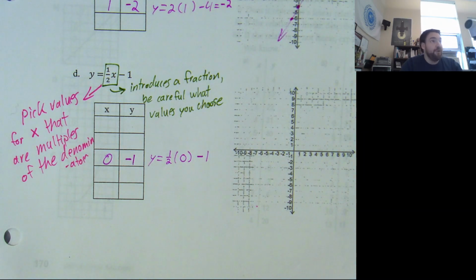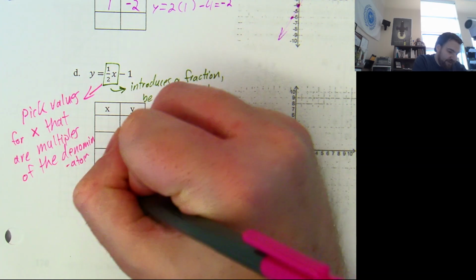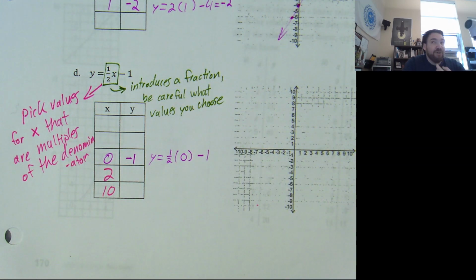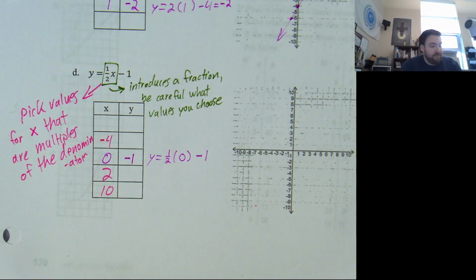Okay, so you guys gave me a few. I heard 2, 4, and 10. Well, I'll do 2 and I'll do 10, because we also want some negative values in here. Let's do -4. And we only need 3. Let's check these 3 other values and see what happens.